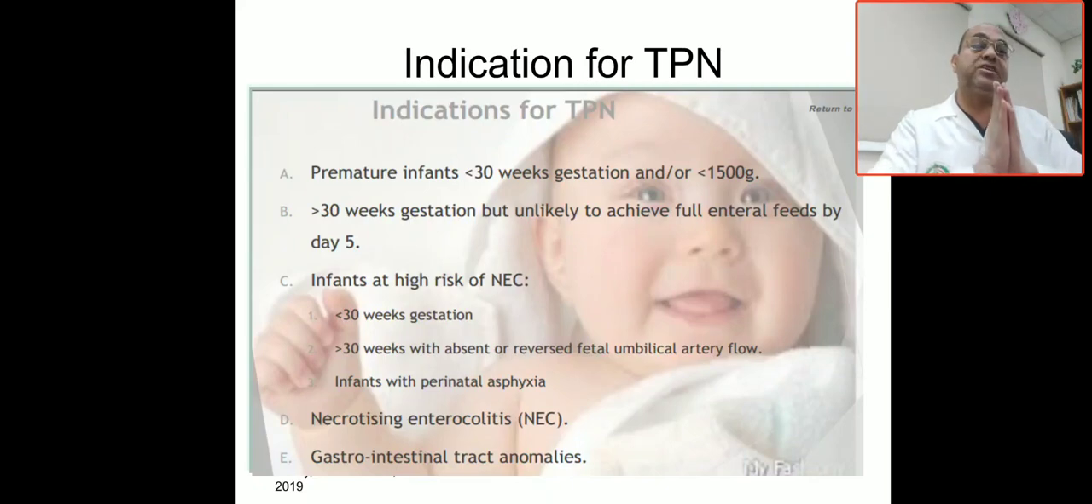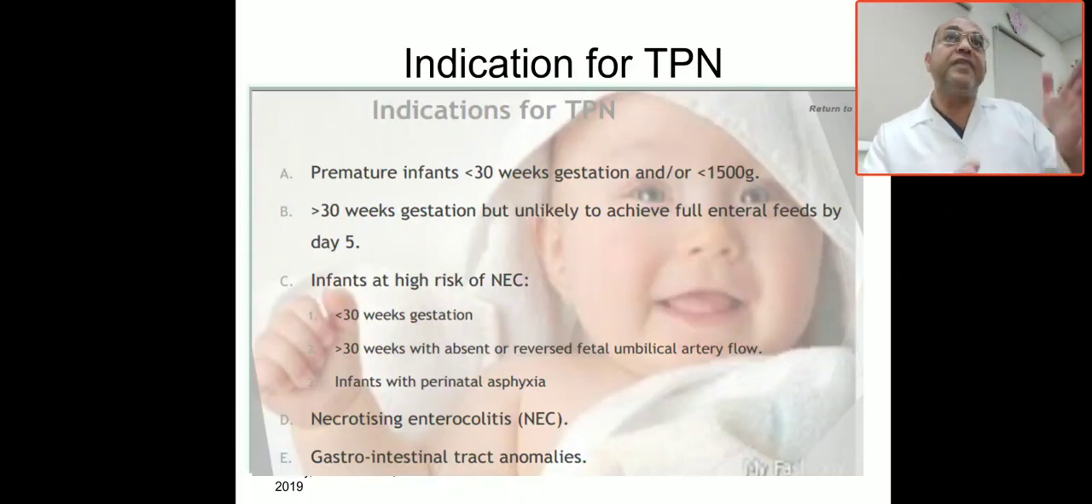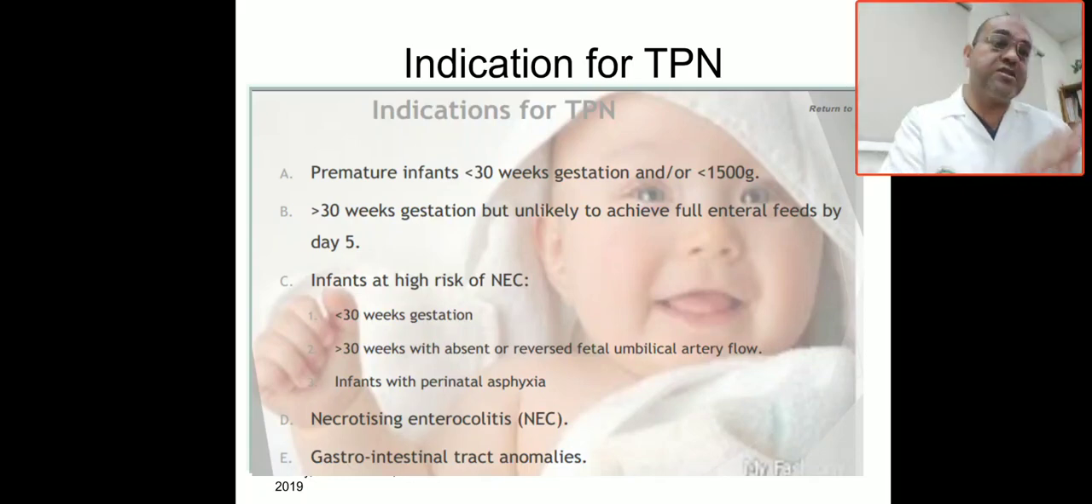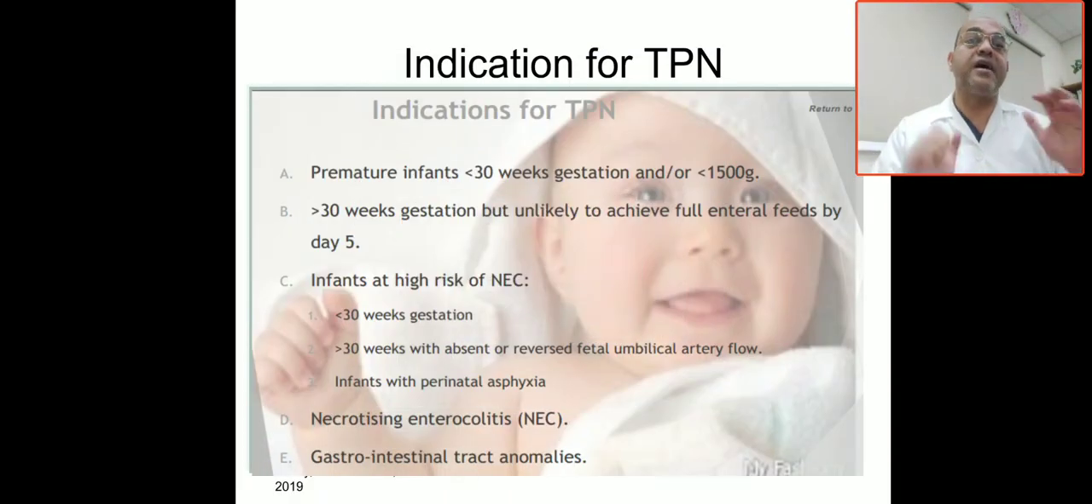So the indication of the TPN is if there is contraindication for enteral feed. What is the contraindication for enteral feed? 4H: hypoxia, hypoperfusion, hypotension, hemodynamic instability, hypothermia. In this case, you have to start the parenteral nutrition. Also if there is a medical cause or surgical cause. Medical cause: the baby less than 30 weeks or less than 1.5 kg who cannot reach full feed, and babies more than 30 weeks gestation and more than 1.5 kg unlikely to achieve full feed within 3 to 5 days. Surgical cause like perforated NEC or gastrointestinal tract abnormality. So this is the indication of the TPN.